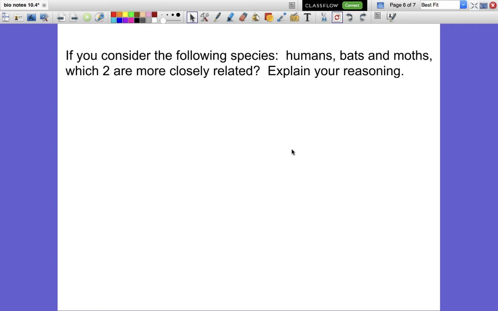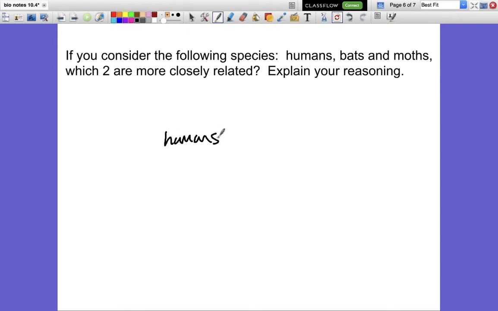All right, so there's a couple more questions in your notes for section 4. I just want to go over those quickly. Mostly I want to talk about this type of question that you're going to run into, where you're taking 3 species and you're trying to figure out which 2 are most closely related. And I want to talk to you about how you're supposed to do this and what you're supposed to avoid.